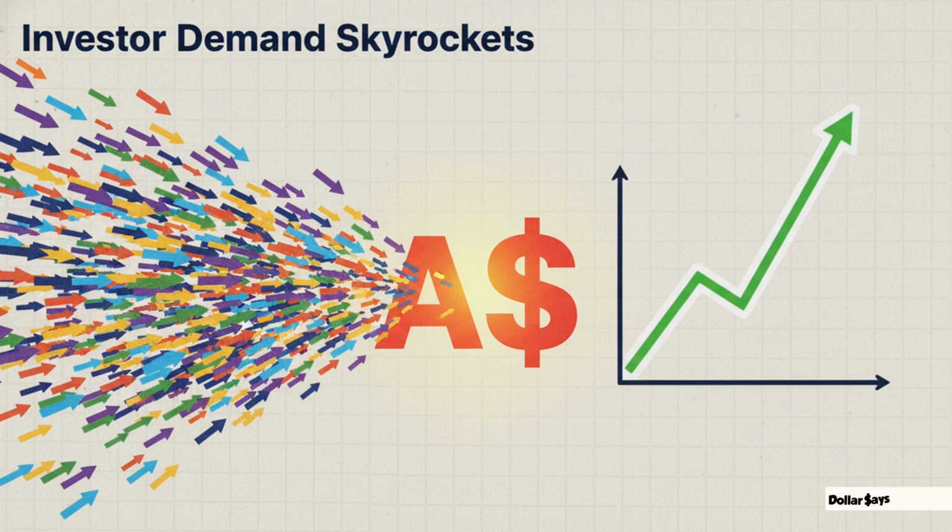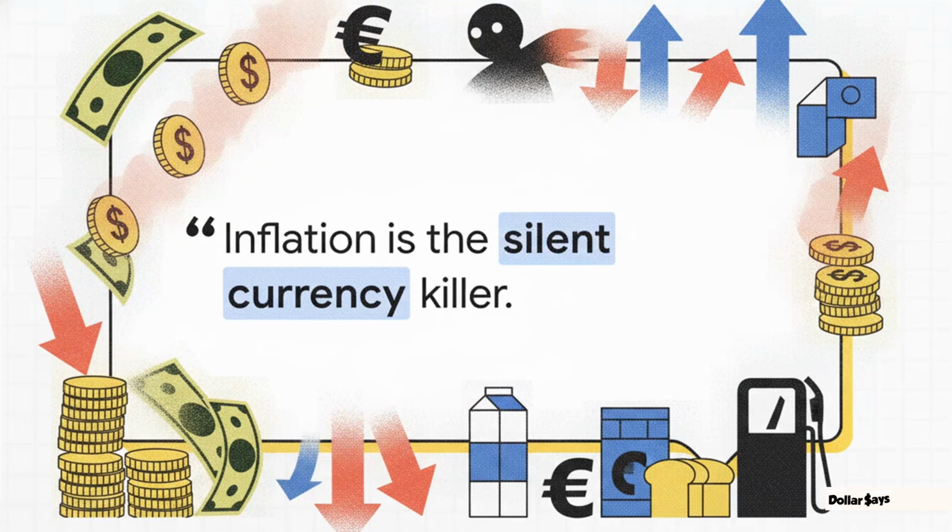Its value gets stronger. Simple as that. Now, the next major force is inflation. You can think of it as the silent killer of your money's value. It's just the rate at which your cash loses its purchasing power, how much stuff you can actually buy with it. High inflation is a killer. It means your dollar buys less tomorrow than it does today.